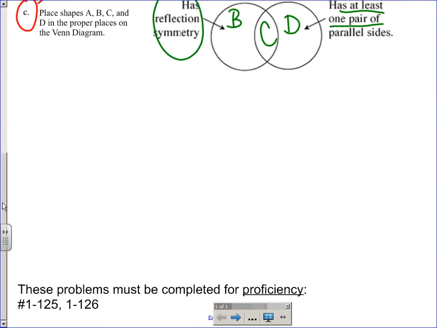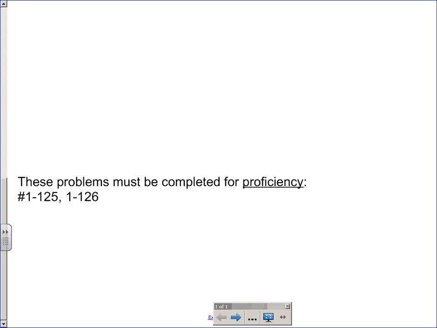Okay, scroll down to the bottom of my page here. These problems from Chapter 1, please complete on the back side and turn in before the test. I would strongly suggest that you use your blue toolkit to help you out. Thanks.